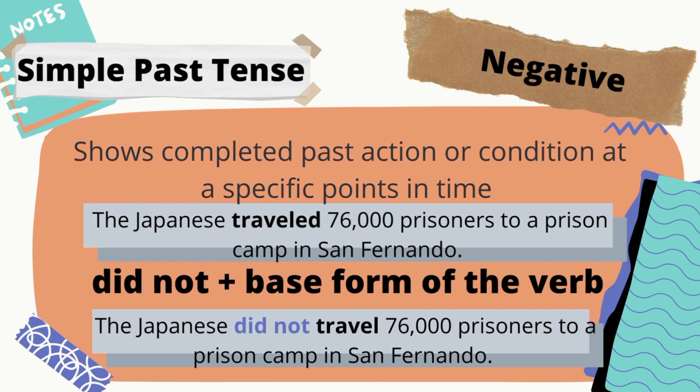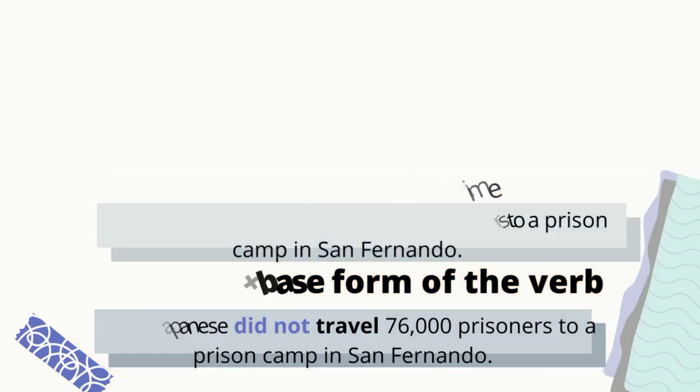So if you will transform the positive sentence, the Japanese traveled 76,000 prisoners to a prison camp in San Fernando, to a negative sentence, it would be the Japanese did not travel the 76,000 prisoners to a prison camp in San Fernando. The verb traveled is changed to did not plus base form of traveled, which is travel.